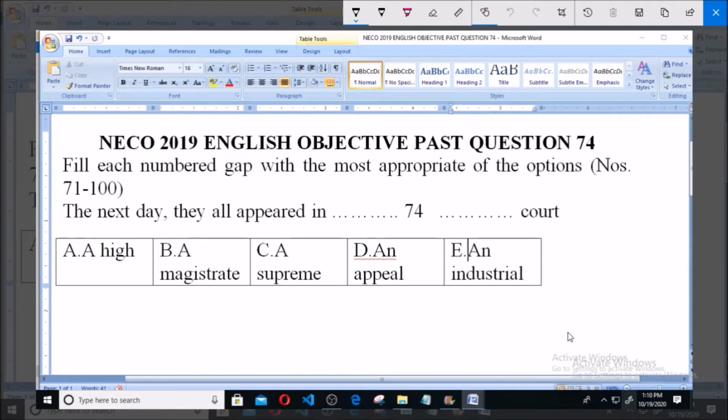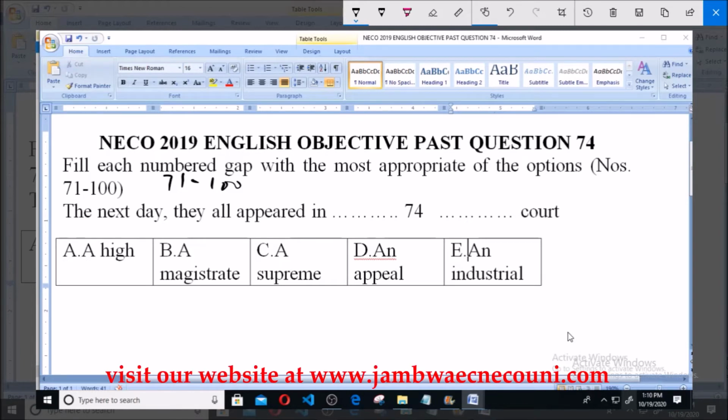And the instruction to this question says fill each numbered gap with the most appropriate of the options. And this instruction is to answer questions from 71 to 100. And the statement here says the next day they all appeared in dash court. The next day they all appeared in dash court. Option A, I; B, a magistrate; C, a supreme; D, an appeal; E, an industrial.